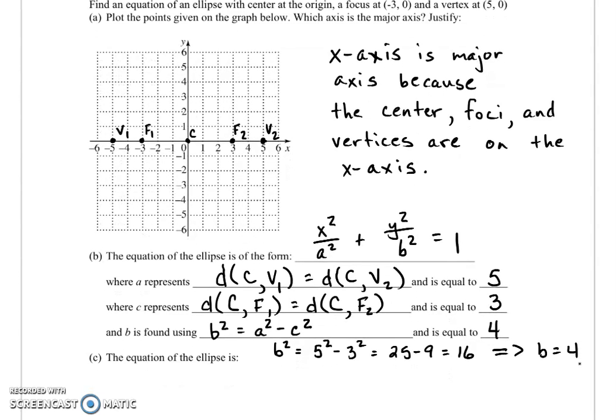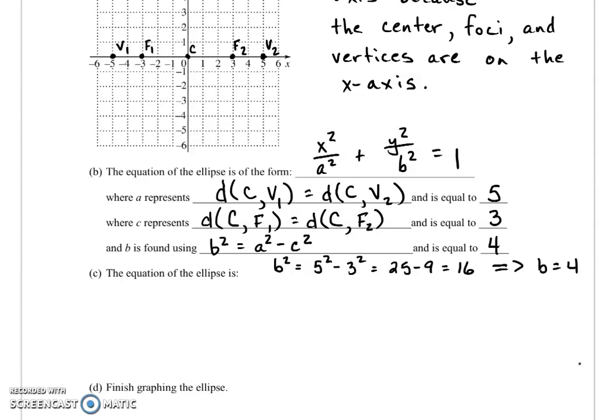So now we can write the equation of our ellipse. We just plug in the appropriate numbers in the appropriate places and then finish graphing. So we have x squared over A is 5, but we need A squared, so that's 25, plus y squared over B is 4, but we put over B squared, so that's 16, and that equals 1.